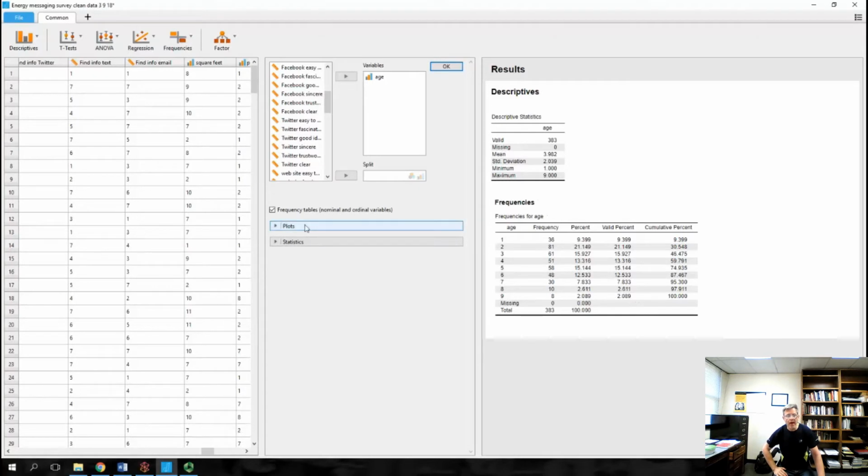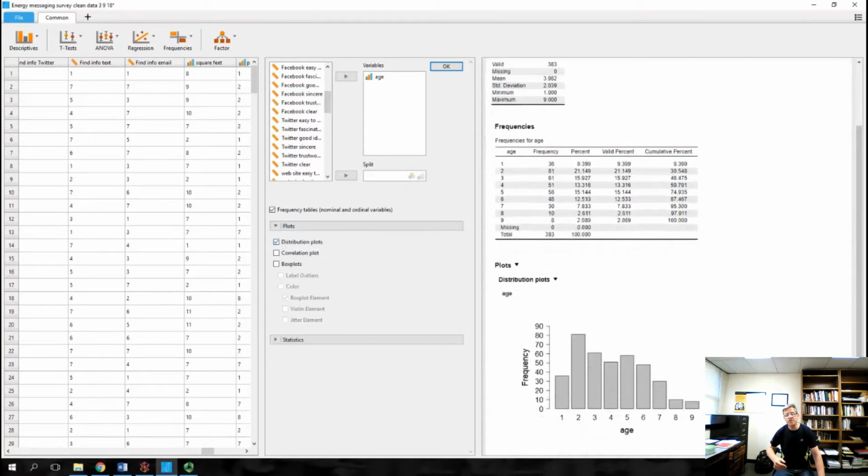First is age, okay? And then look at distribution plots, click on that. This gives you a great eyeball. Right here you can see again how many answered for each of the categories, okay? So you run those and just report on that. Run the ones I told you to do and report on that, okay?